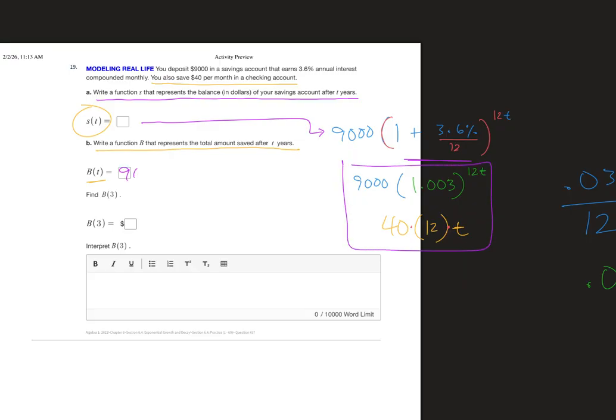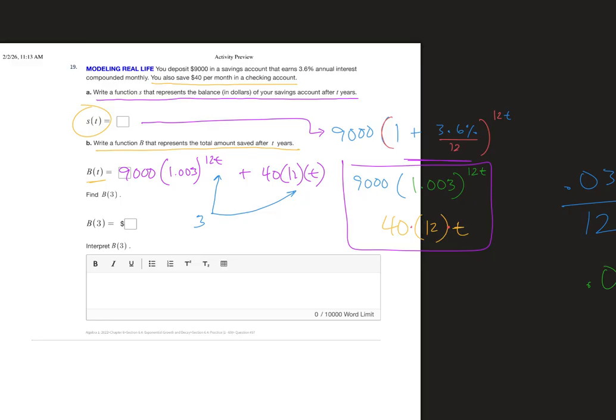So I'll write this out, 9,000 times 1.003 to the 12t plus 40 times 12 times t. That is that. And now find B of 3. So all we're going to do is take a 3 and plug it in there. And there, we're going to plug in a 3. And I'm going to grab a calculator to do that.